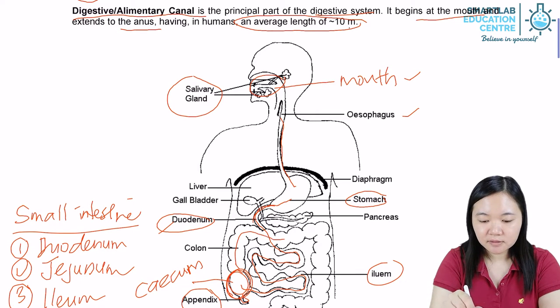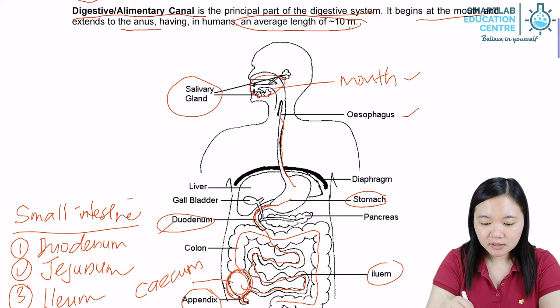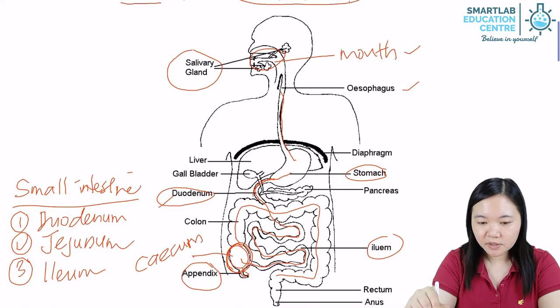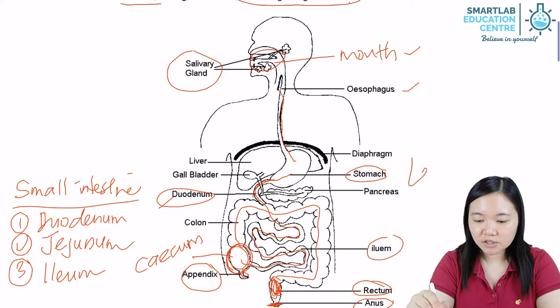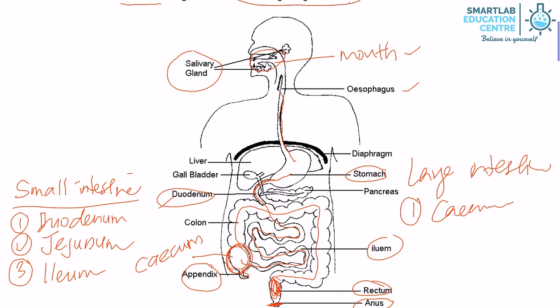Then we have the colon all the way down here. Then this part here is the rectum. And this part here is the anus. So in other words, we have the large intestine. Large intestine is made up of number 1, your cecum. Appendix is attached to the cecum. Then we have colon, and we have rectum. So these are the three parts of large intestine. These are the three parts of small intestine. So we have already taken a look at the overall alimentary canal.